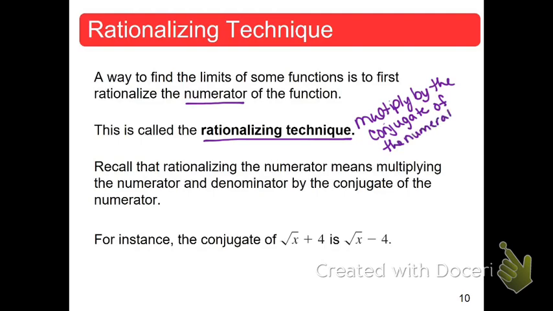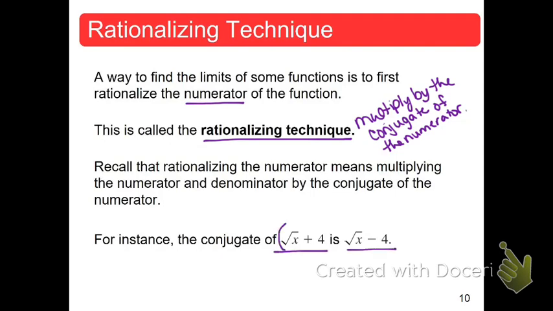Now, what is that going to do? It's going to put a radical in the denominator. No big deal, because it's not going to be my final answer. It's just giving me an equation that I can take the limit of that will work. Now, what do I mean by conjugate? Not the inverse. The negative of it. The opposite sign in the middle.